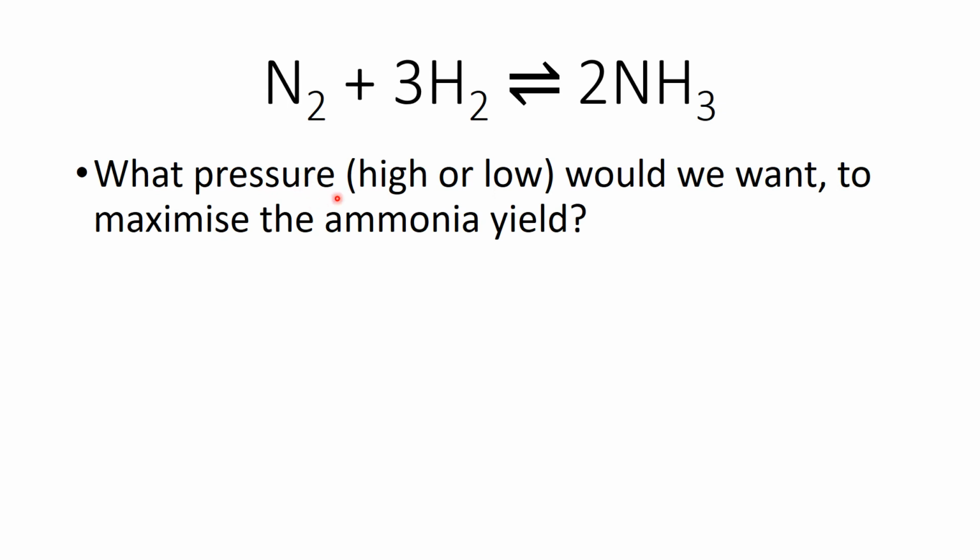What pressure would you want, thinking about the effect of that upon the equilibrium and how the equilibrium will shift, to maximise the ammonia yield? Pause the video, make some notes, and we'll run through something in a minute.